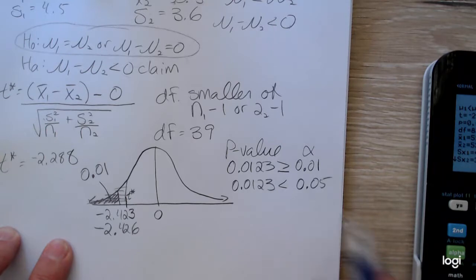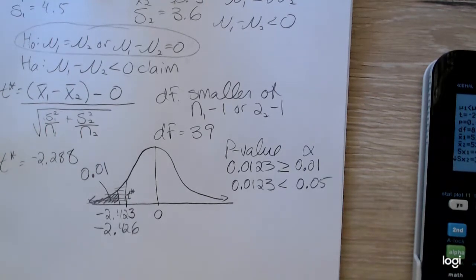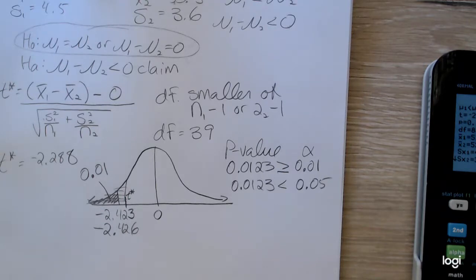So if our level of significance was 0.05, the decision would be to fail to, my apologies, the decision would be to reject the null, and then at that level of significance, there would be sufficient evidence to support the claim.